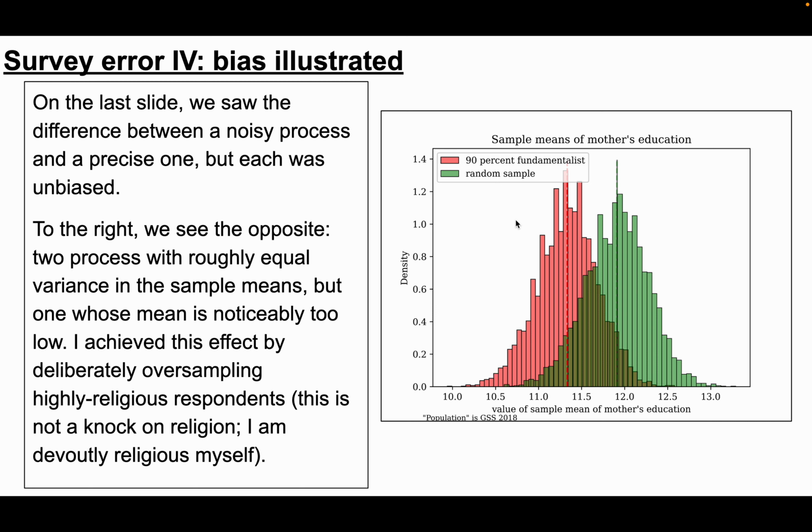Well, in this case, I told Python to deliberately oversample people that mentioned that they had fundamentalist religious beliefs, and then I took the sample mean of their mother's education, and I did that for 5,000 replications, and did the same thing here for just random samples from that population. And in each case, the sample size was the same, so we had samples of size 100.